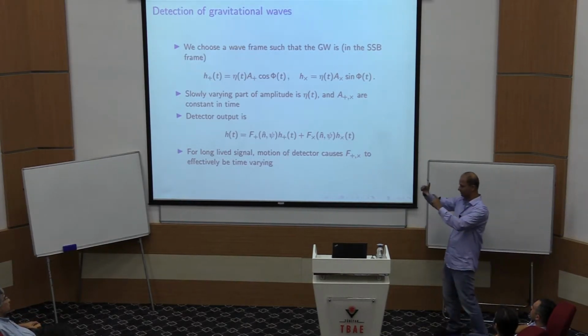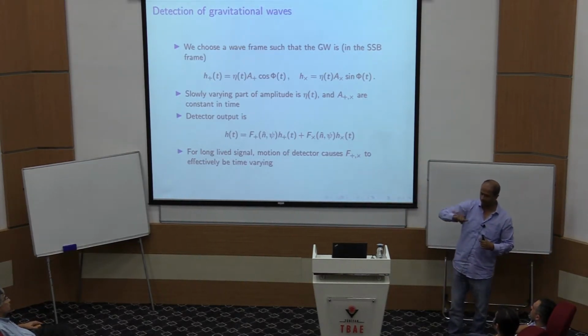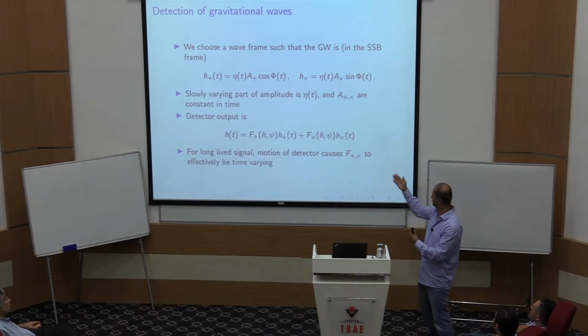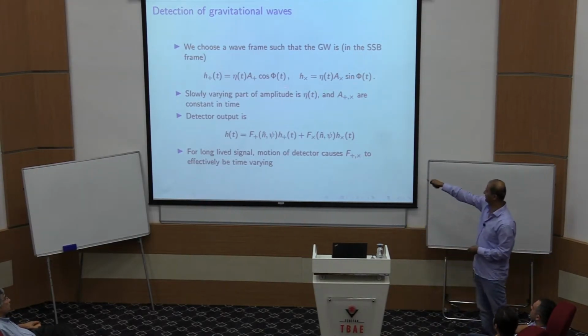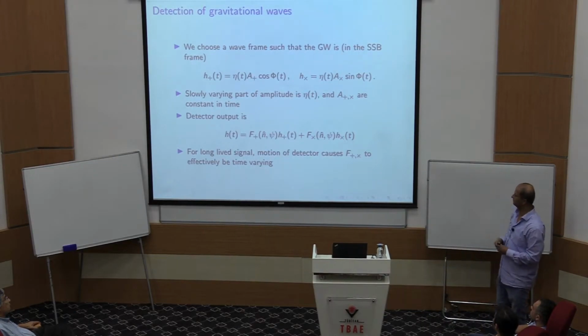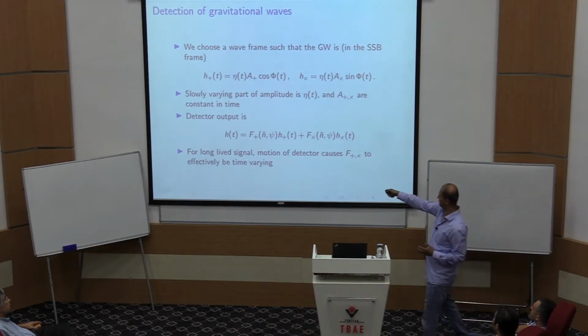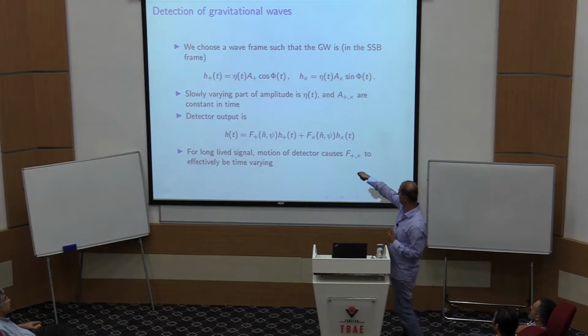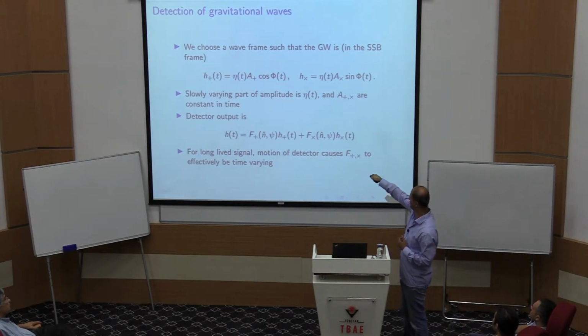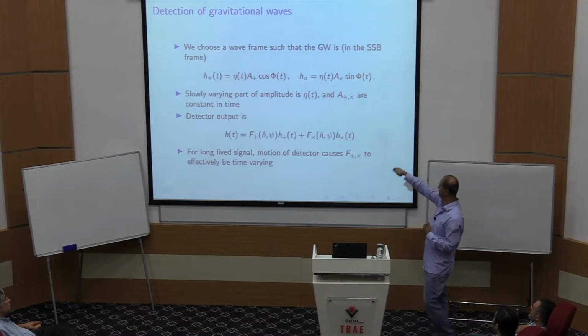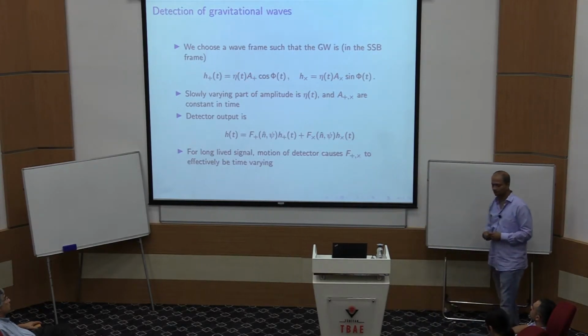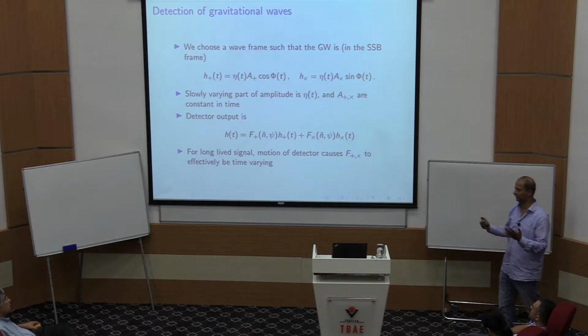So you can always choose an x and a y frame so that the components of the electric and magnetic fields are 90 degrees in phase away from each other. Okay? And in this case, you have a part of the amplitude that's slowly varying. That's what I call eta of t here. And you have some a plus and a cross, the ratio of which determines whether it's linearly polarized, circularly polarized, or elliptically polarized.